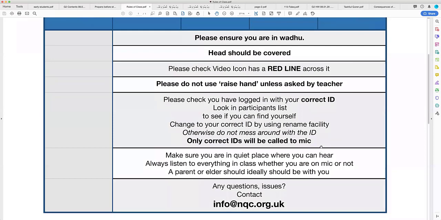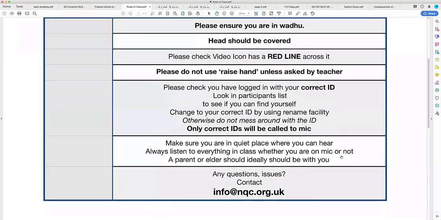We need to know that whoever we're going to call to the mic is identifiable, and that there's a safe environment for all of our children and for the staff. Make sure you're in a quiet place where you can hear us and we can hear you if we call you to the mic. Remember, when you come onto the mic, everybody will listen and they will learn from your recitation, and they will learn from the feedback that the teacher supplies. Any questions, any issues, please contact us by email at the address at the bottom here, info@nqc.org.uk.